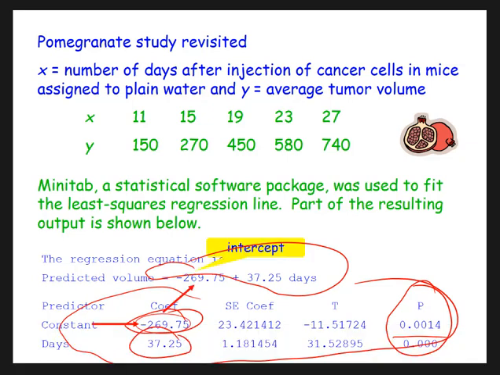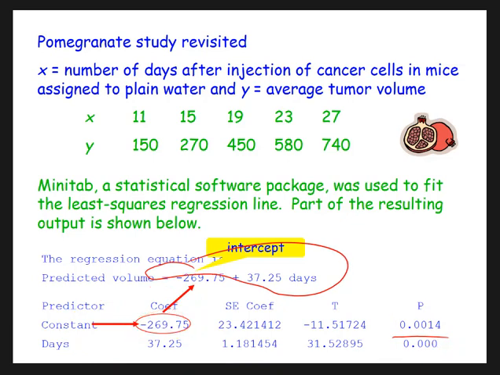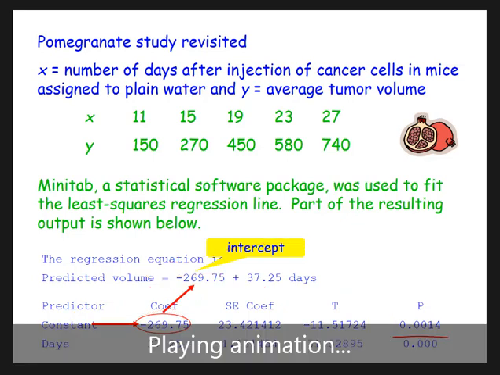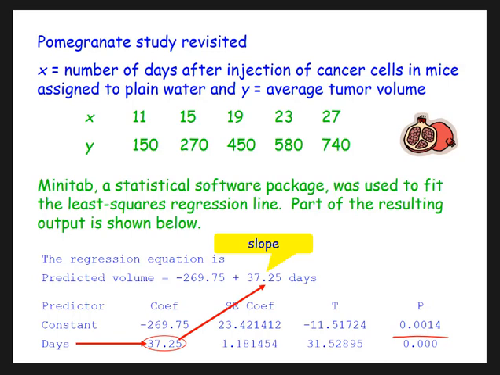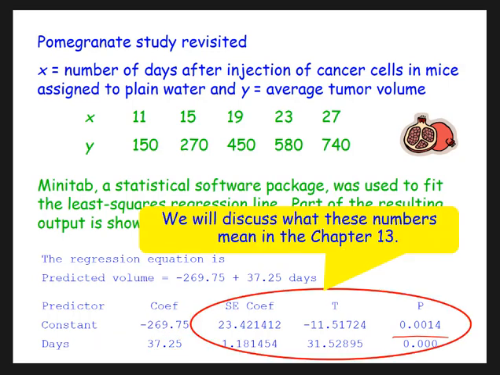So we got our intercept, our constant, and then our days is the slope. The rest of that will be discussed in chapter 13.